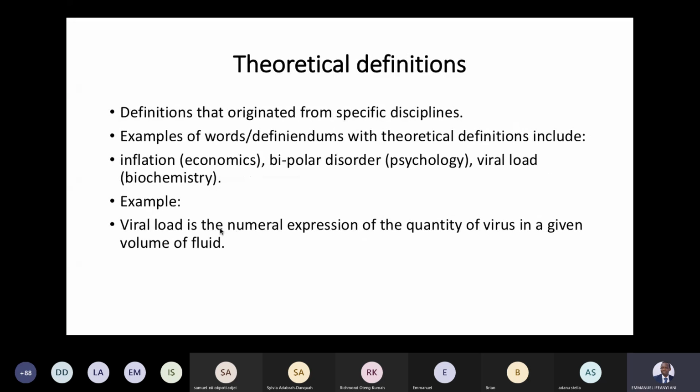Then we have theoretical definitions. Theoretical definitions are definitions that originate from specific disciplines.